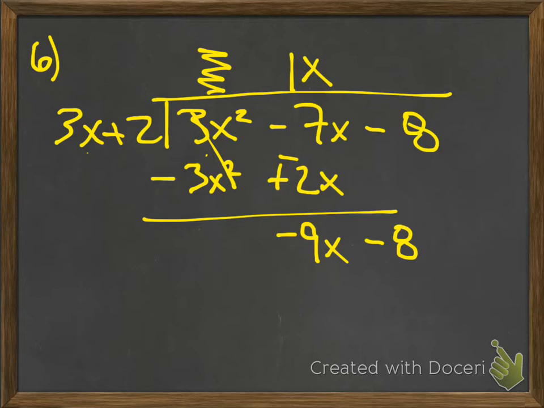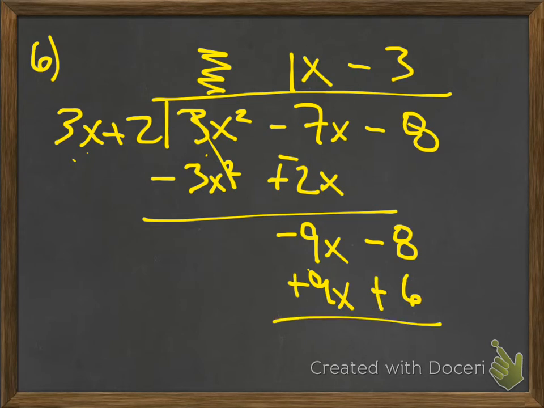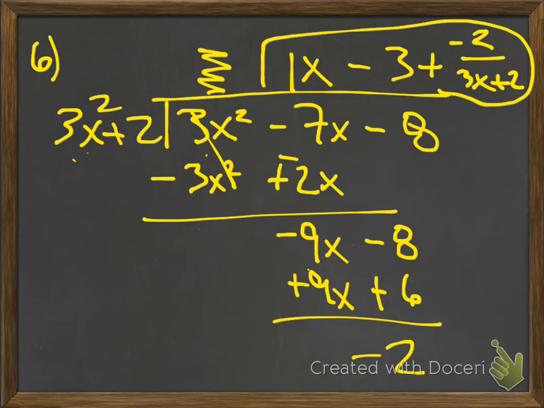More specific, negative 3. Negative 3 times a positive 3 is negative 9x. Negative 3 times a positive 2 is negative 6. Then change your sign. And that would give me a remainder of negative 2, which I can write over the divisor of 3x plus 2. And the square there, that's something I don't need right now, so let me erase that. Okay, so there you go with that one.